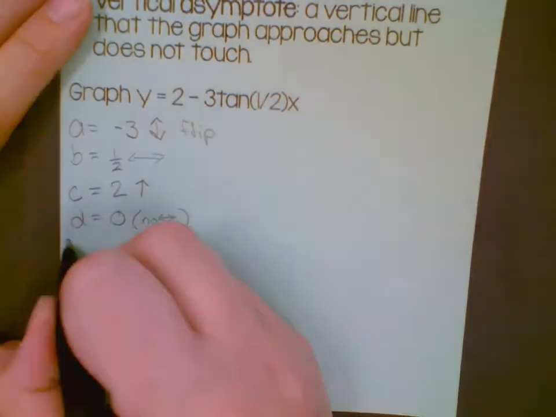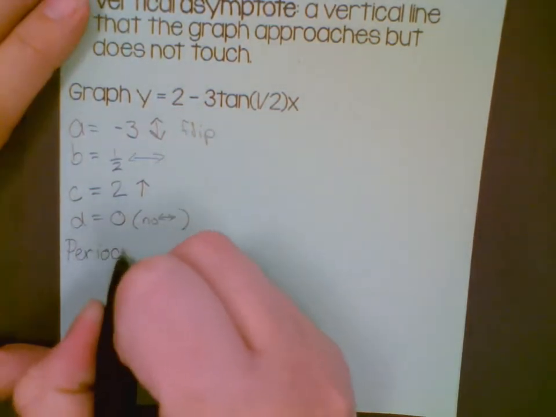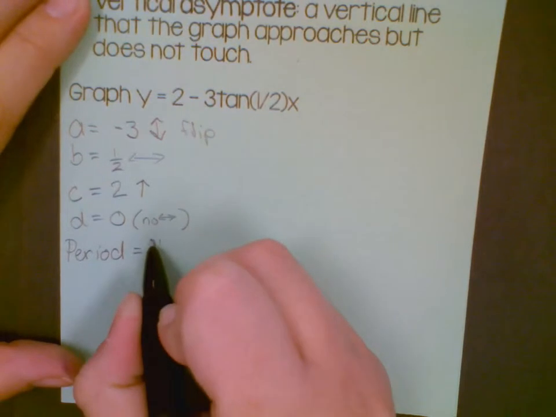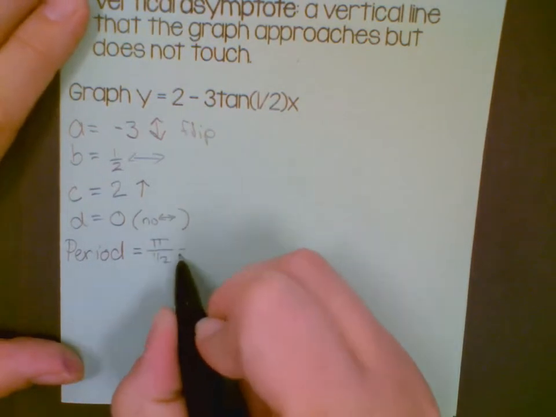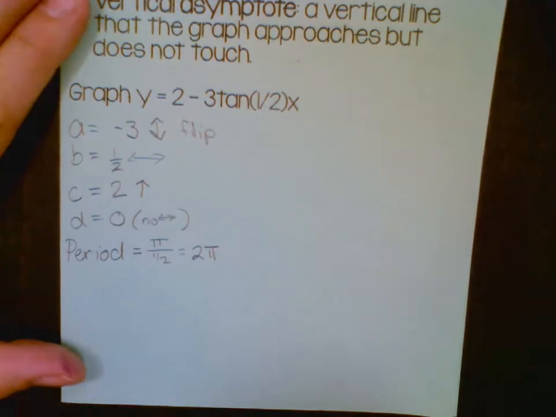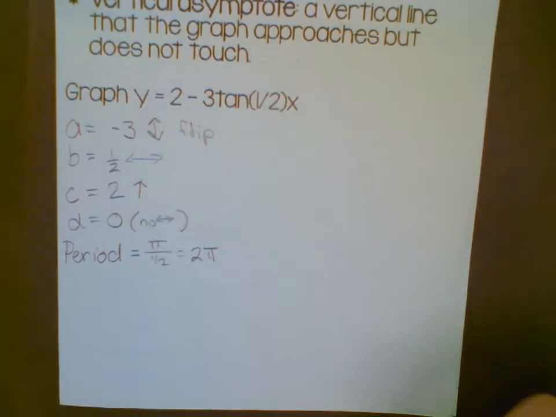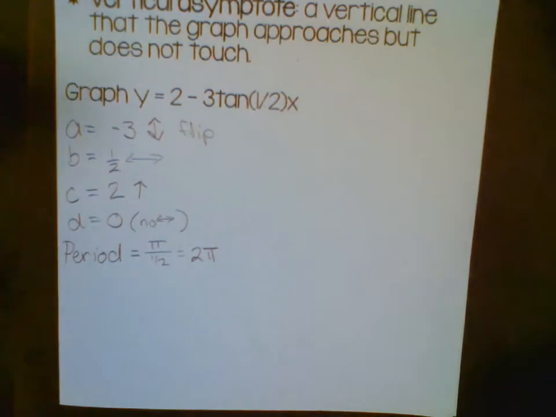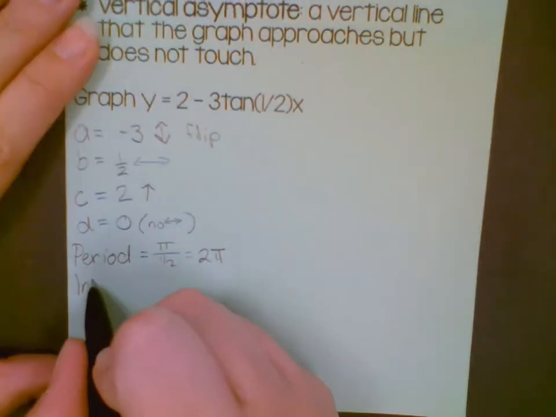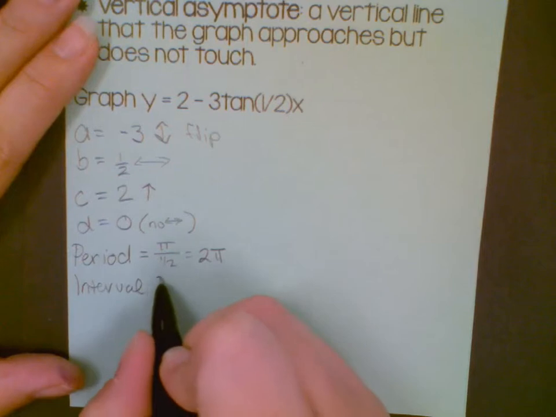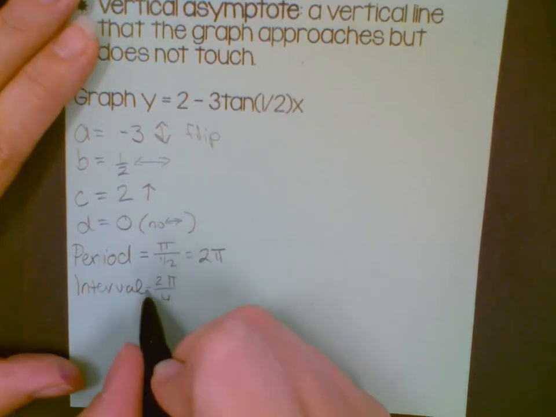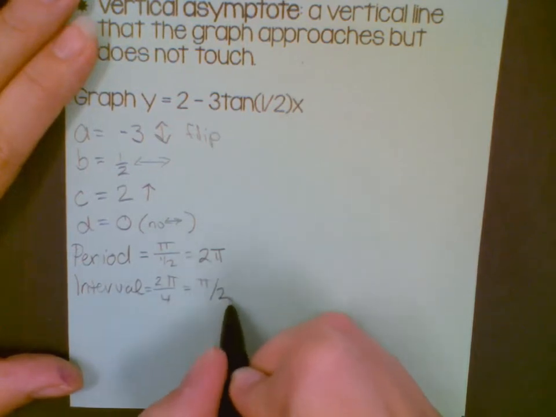So remember that your period for tangent is pi over b. So we would have pi over 1/2, which gives us 2 pi. So that means instead of completing a cycle in pi, we're doubling it. So it's going to be stretched out a lot horizontally. So our interval would be 2 pi over 4, which is pi over 2.